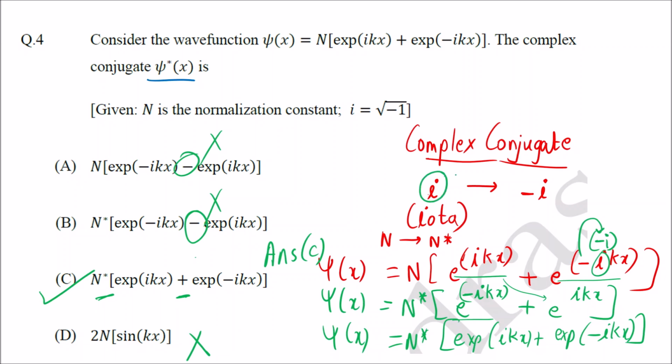Always remember, it is very simple. You have to just write, if it is i, you write minus i. You have to substitute, you have to add the negative sign basically. Okay, so let us see the next one.